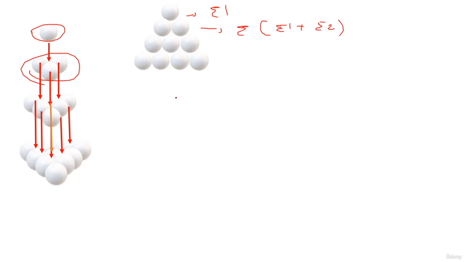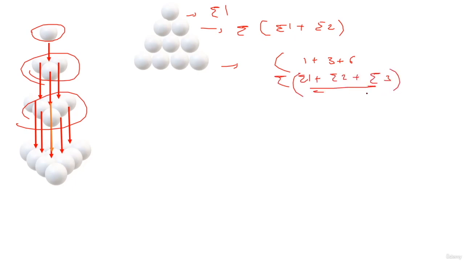Now again, if there are three rows, okay, three rows में कितने marbles रहेंगे, guys? Three rows में number of marbles will be 1 plus 3 plus 6. This 1 is nothing but summation of 1. Okay, this 3 is nothing but summation of 2 and 6 is nothing but summation of 3, right? So summation of all these values, right?